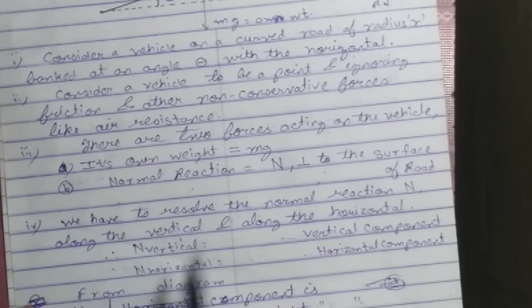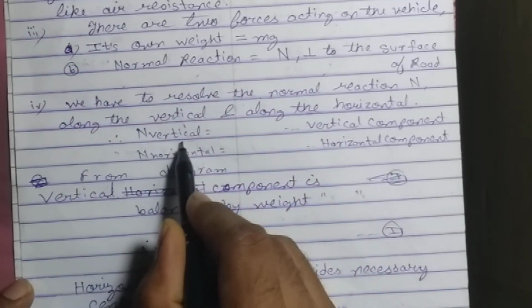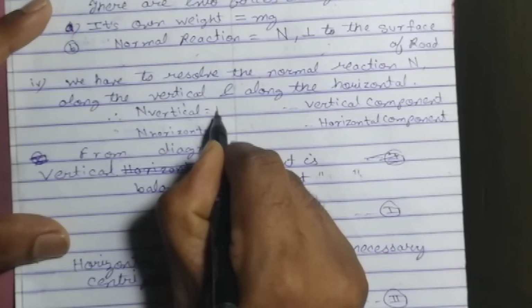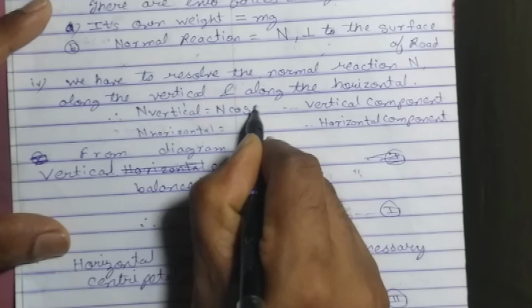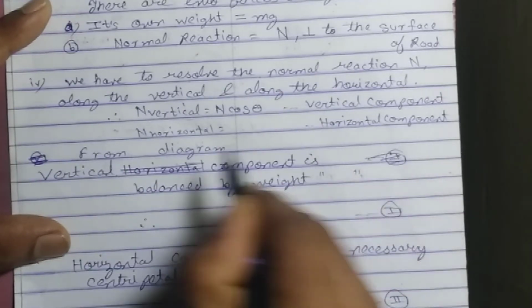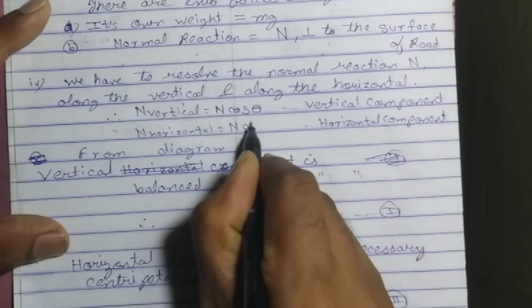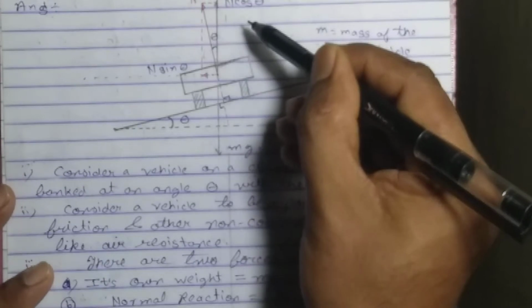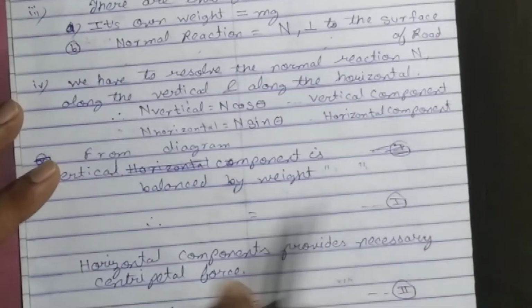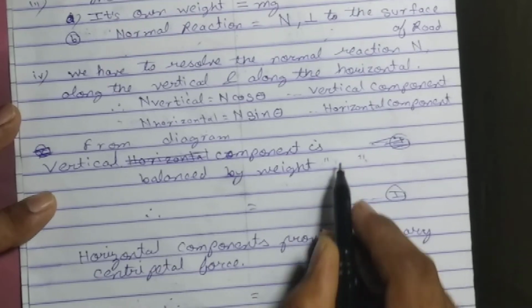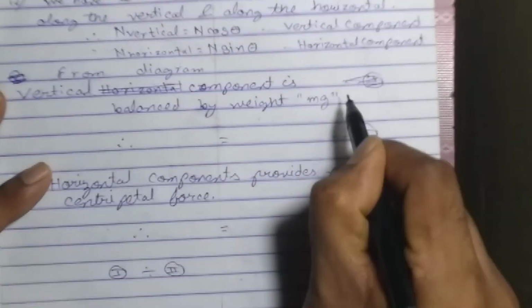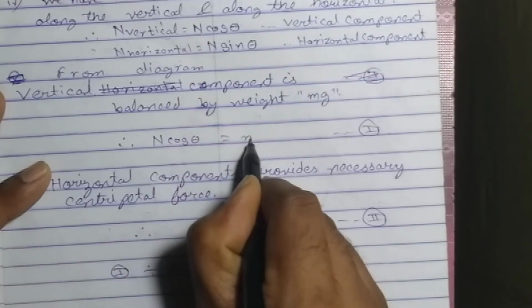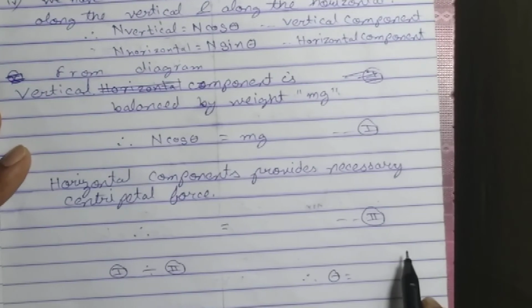So students, let us complete the derivation. The vertical component of N is N cos theta. The horizontal component is N sin theta. From the diagram we observe that N cos theta is balanced by mg. The vertical component is balanced by its own weight mg. So N cos theta equals mg. This is equation number 1.